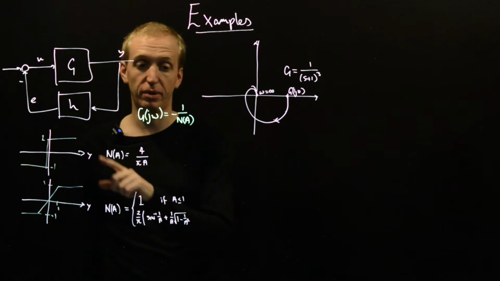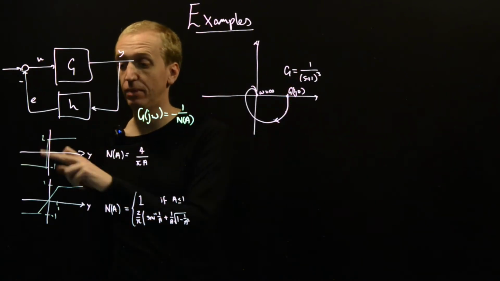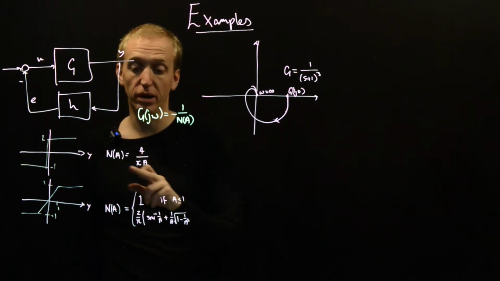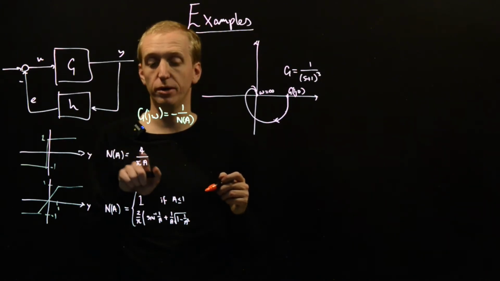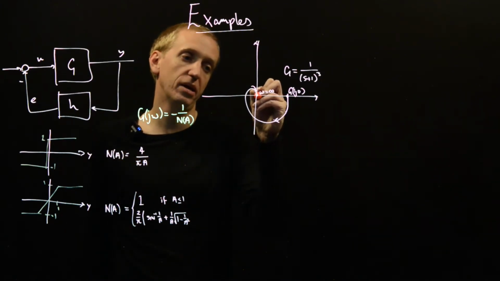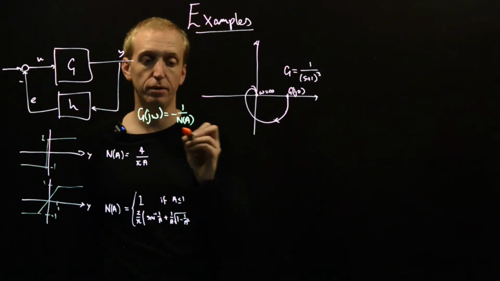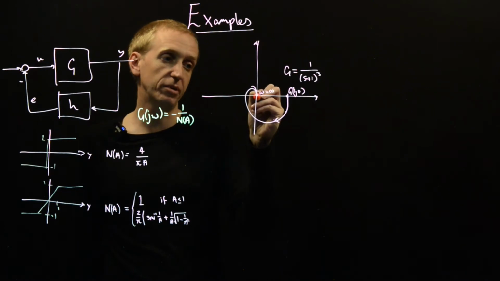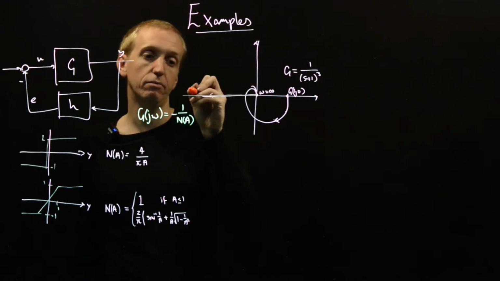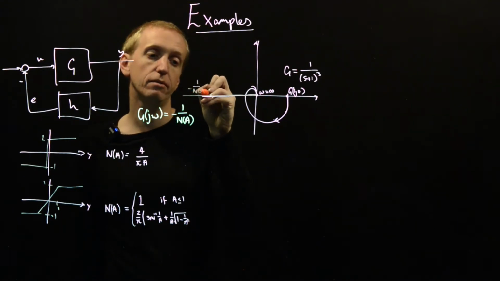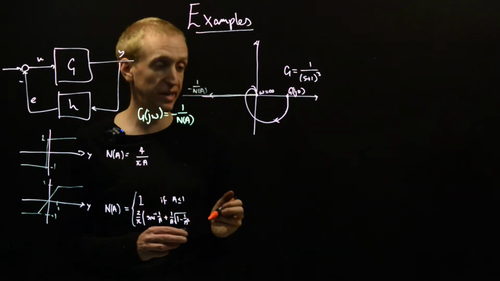And so if we start by analyzing this particular G in feedback with our relay, we have to draw on the -1 over N of A curve, and if we put A equal to 0, -1 over N of A is equal to 0. And then, as we saw before, as we make A bigger and bigger and bigger, -1 over N of A just becomes more and more negative, but it stays real. So this is what the -1 over N of A curve looks like. This is what it looks like for the relay nonlinearity.